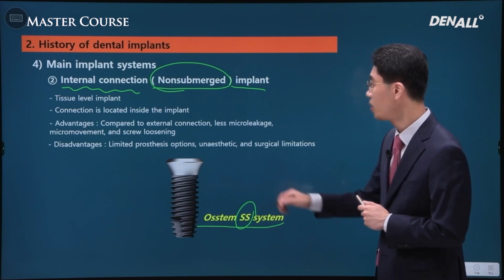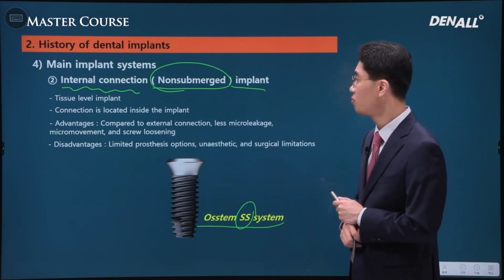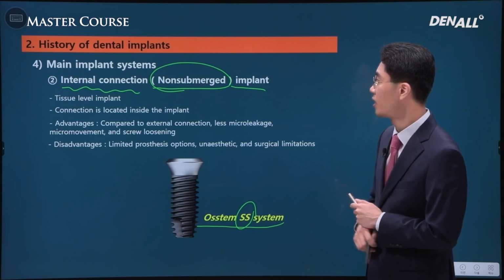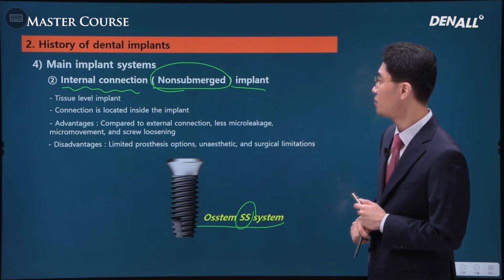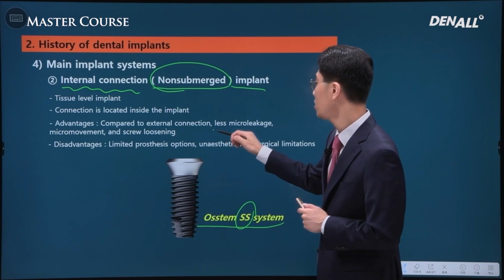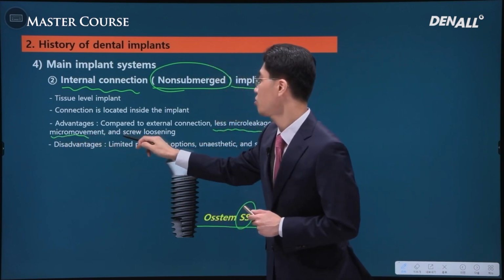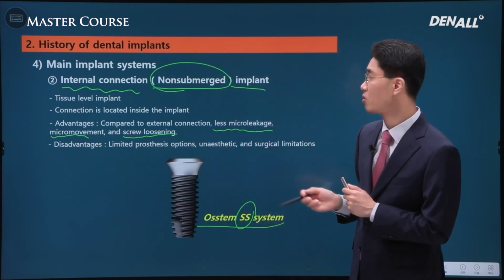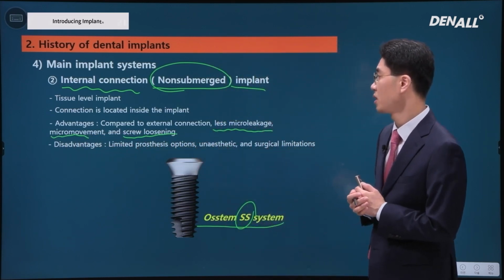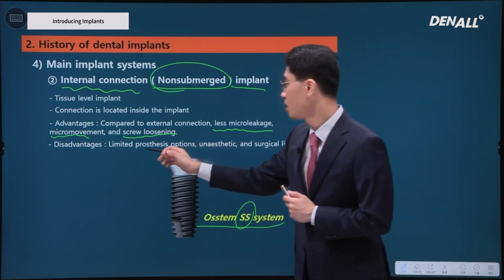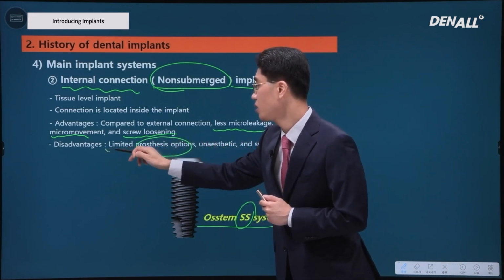SS system is implant dedicated for one-stage surgery. Advantages of this implant include there's less micro leakage, micro movement, and screw loosening. Comparatively, there's less occurrence. Disadvantages include limited prosthetic options.